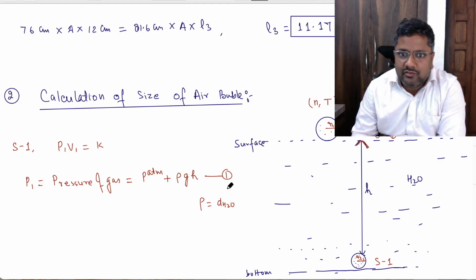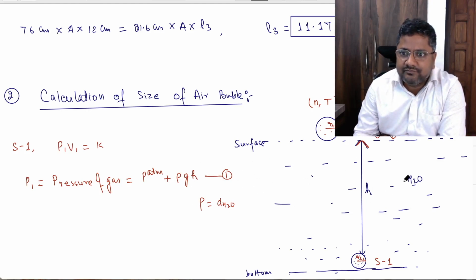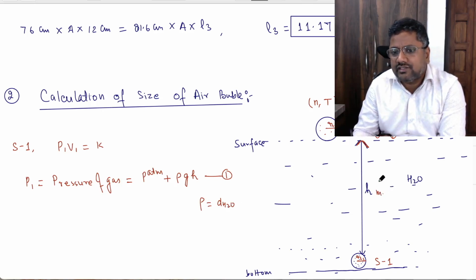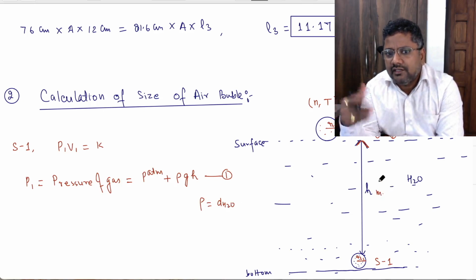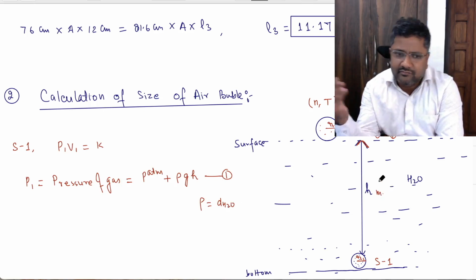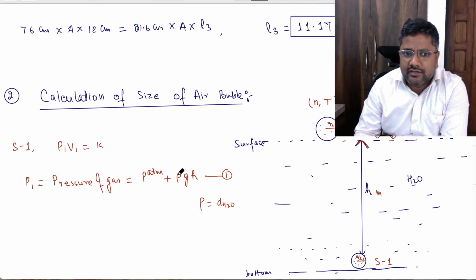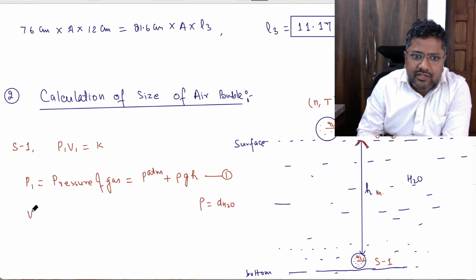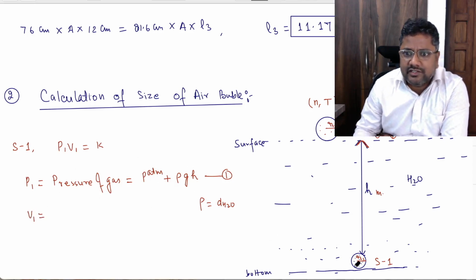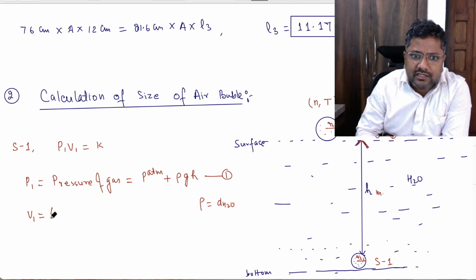So if h is given in meters, and you divide this h by 10, then you will get the pressure directly in atm, right? But okay, you can use this formula. And what is V1? I'm assuming this is spherical, so V1 is 4 by 3 pi r1 cube. So this is the P1 V1.